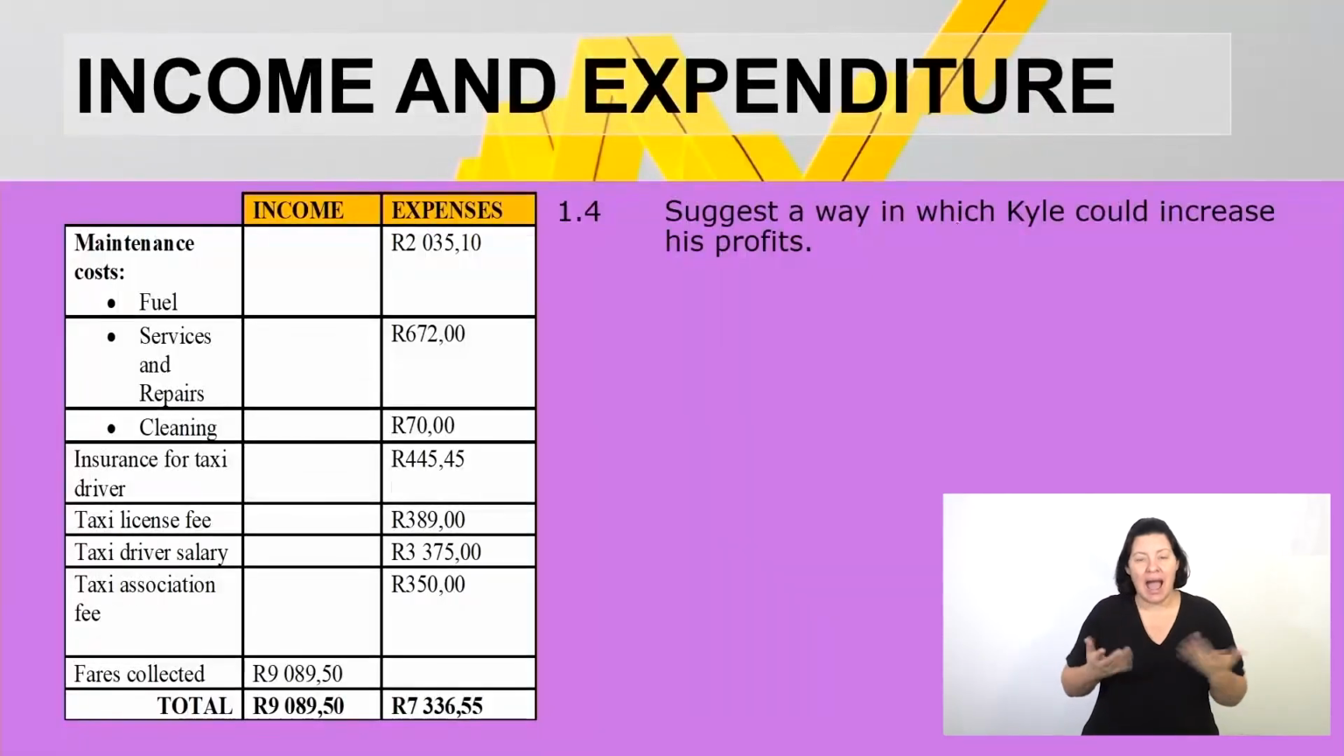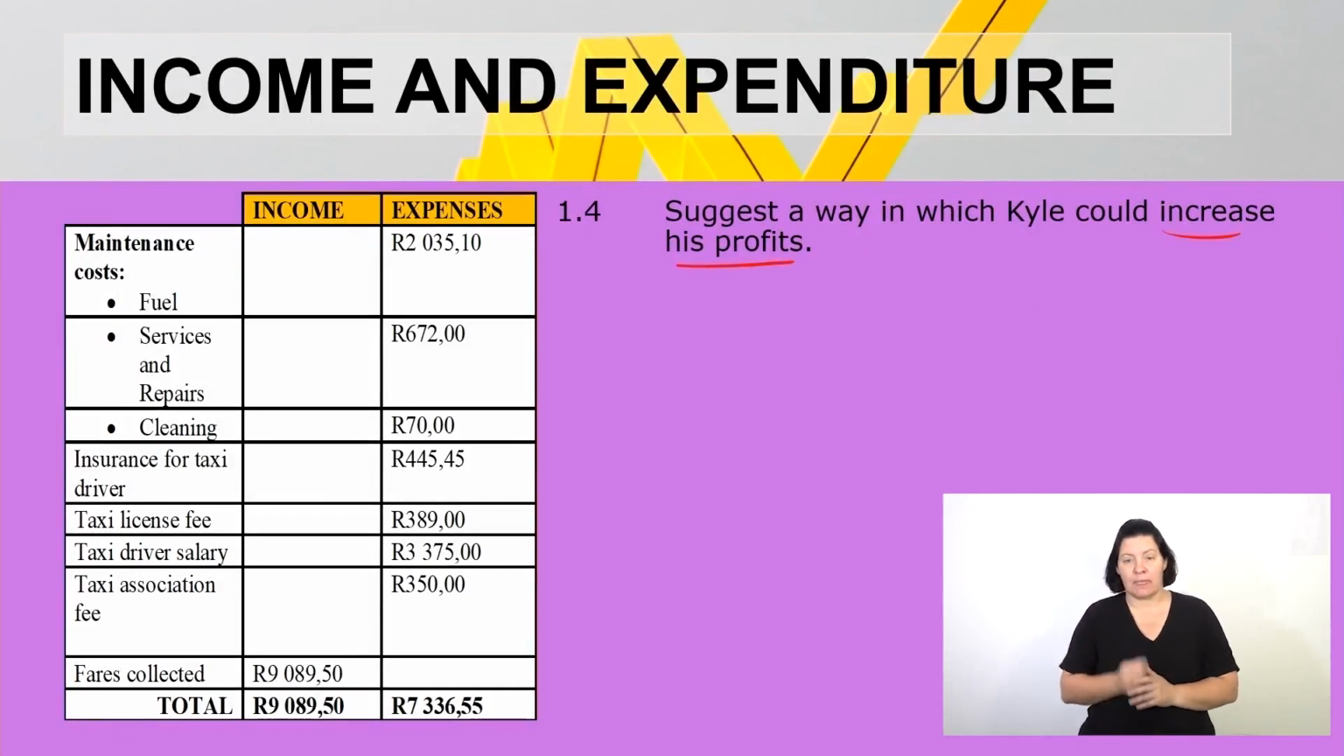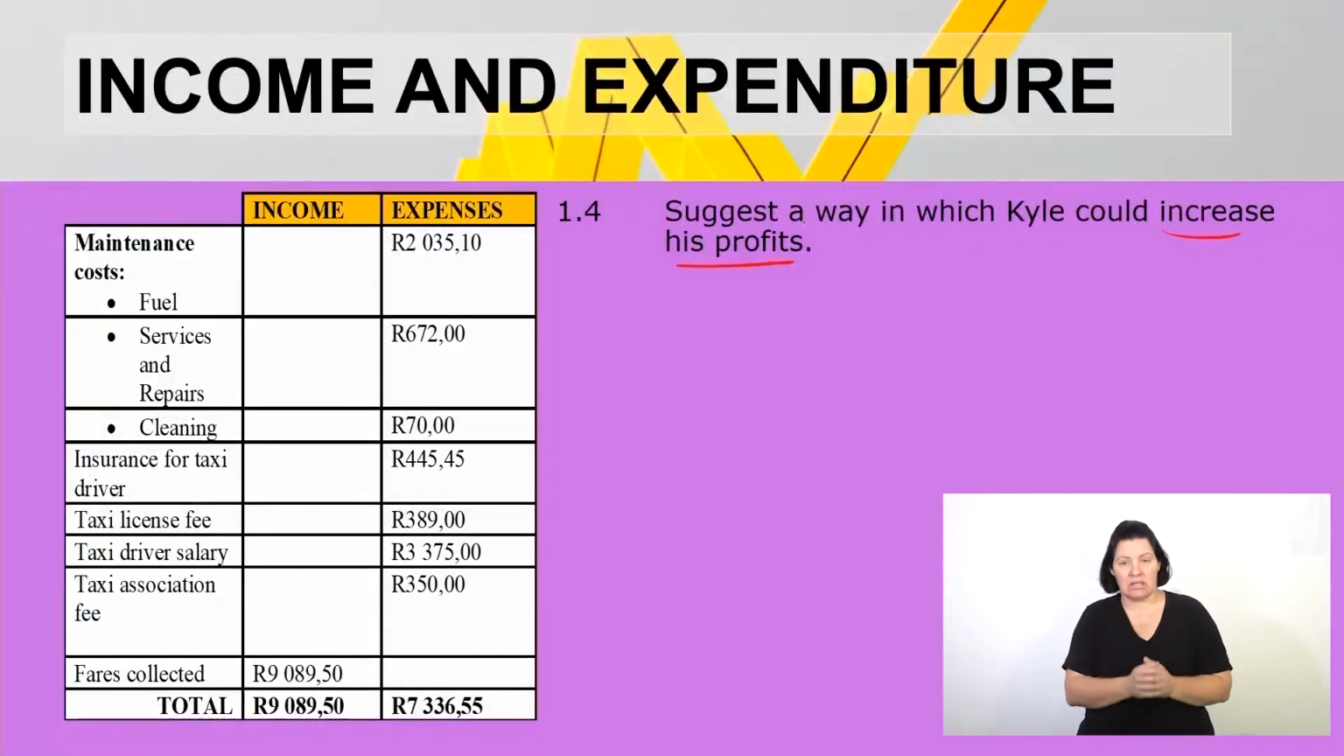Now moving on to 1.4. Here we are asking for you to suggest a way in which Kyle could increase his profits. Guys, remember this is a level 4 type of question. It needs your thinking, your engagement with the question. And always relate your answer to the context that you are working with. So, how can Kyle increase his profits? It says suggest a way, so one answer will be sufficient here.